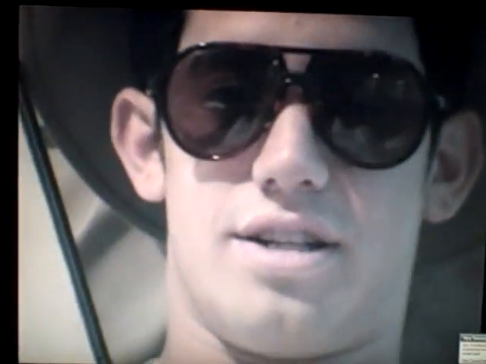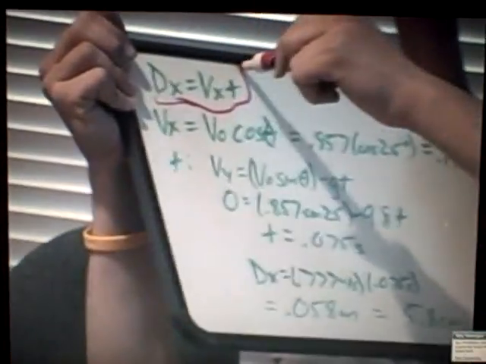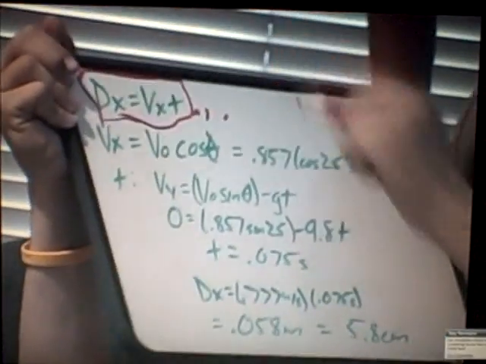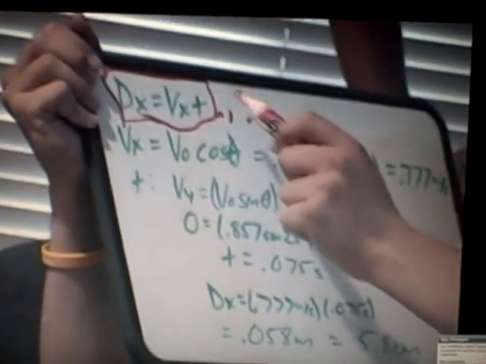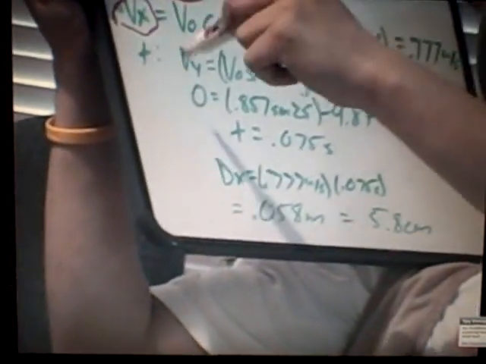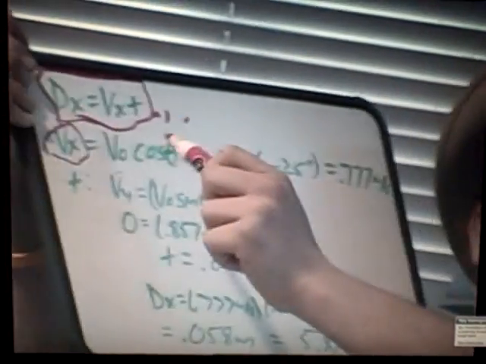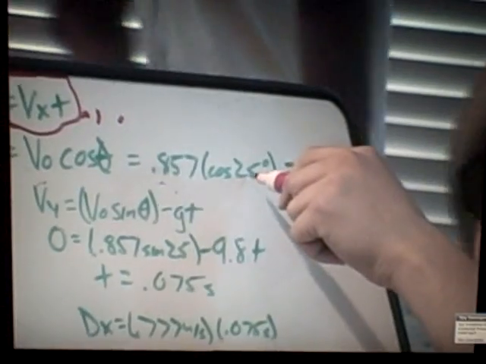For part 4 of our experiment, we're going to look at an example of the setup that we have. What we're trying to find is dx equals vt, where t is time. We're going to solve for dx first. That's circled here, and it equals v naught cosine of theta. That, of course, is 0.857 cosine of 25 degrees, which equals 0.77 meters per second.